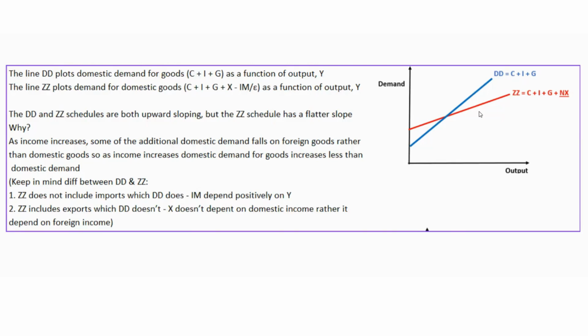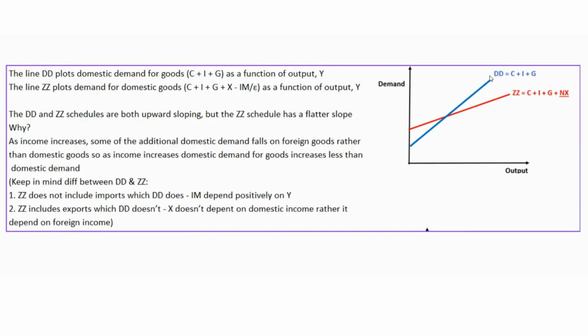Now, why is that? Because when income increases, some of the additional domestic demand falls on foreign goods rather than domestic goods. So as income increases, DD increases more than ZZ. Because when income increases, we know consumption is increasing. But in the case of ZZ, that part of the increase in consumption which is going on imports is removed by subtracting imports. So that is why DD increases more than ZZ.